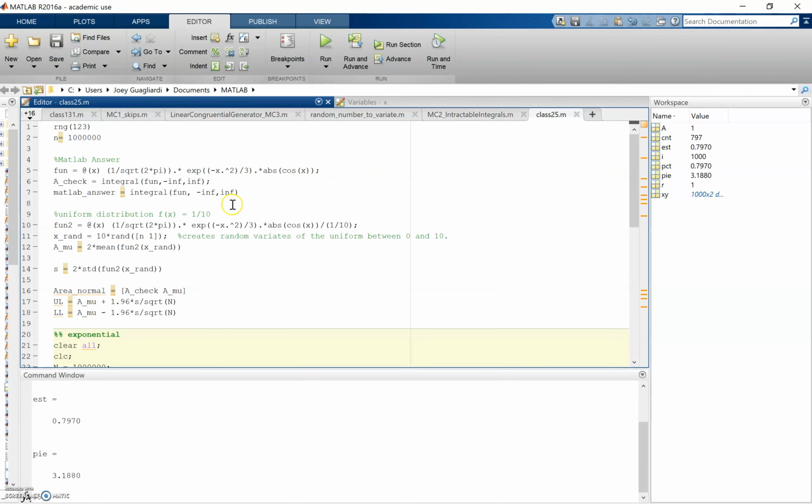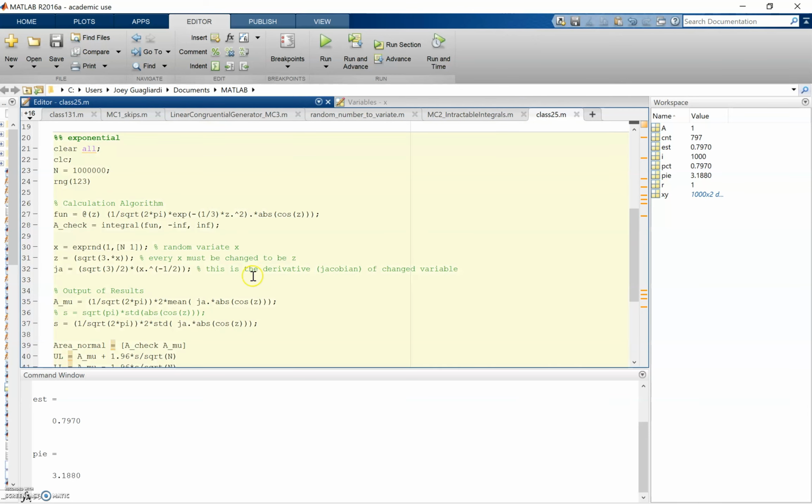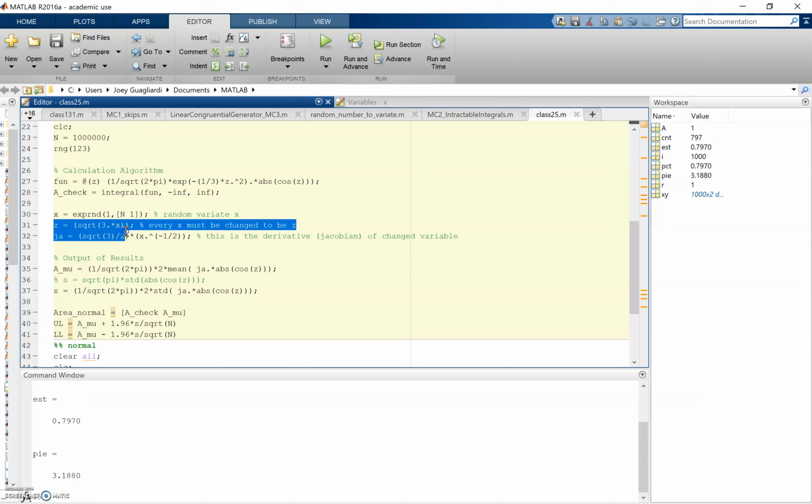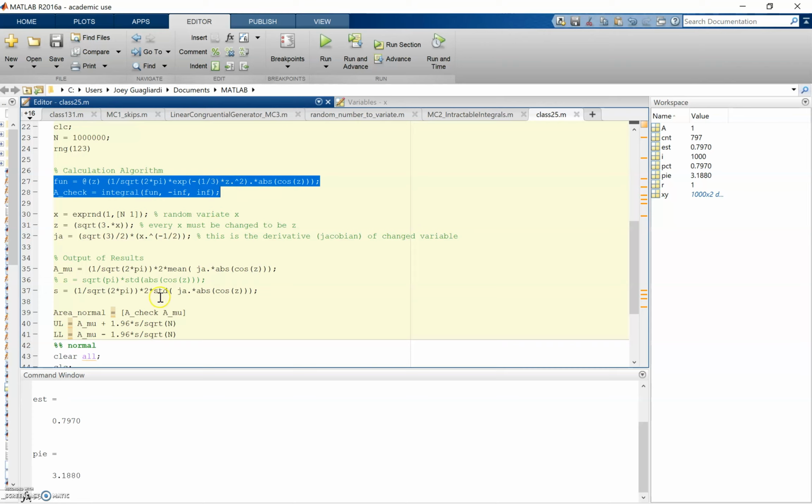So jump over to MATLAB. We have our random number generator here, this section here, with 1,000,000 iterations. This is MATLAB's algorithm, so we're going to solve the integral just using MATLAB, and then we're going to do it using a random exponential and using a change of variable with the Jacobian to see how this will work doing it with Monte Carlo as opposed to just integrating the function straight up in MATLAB.